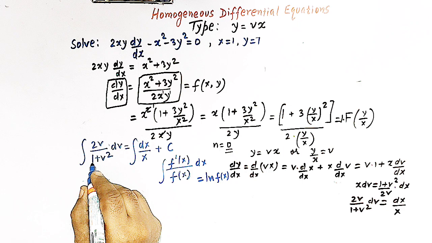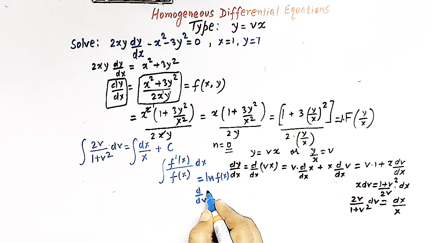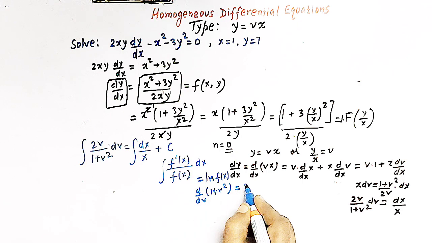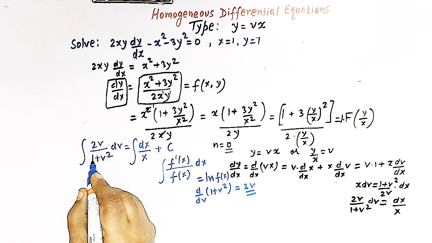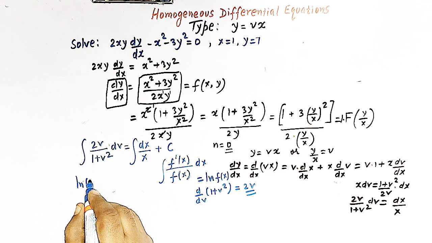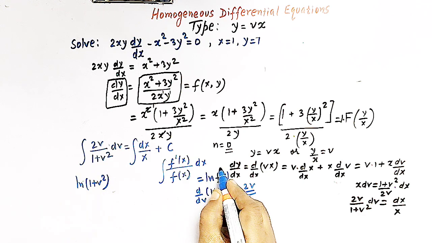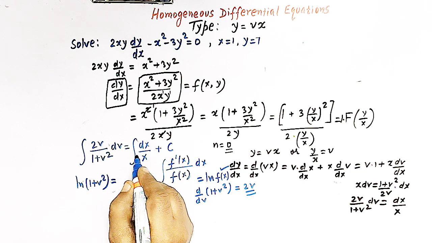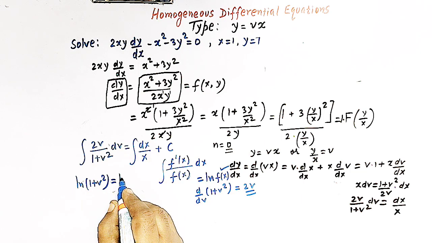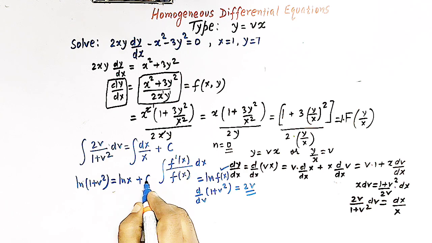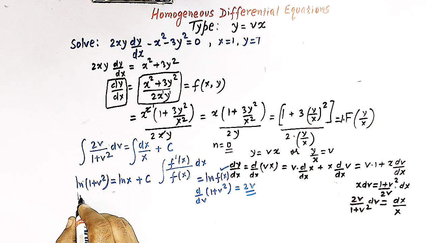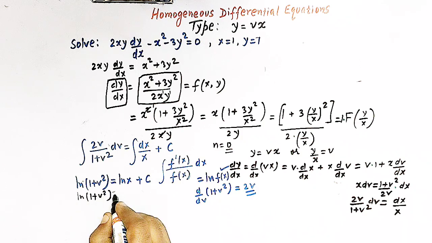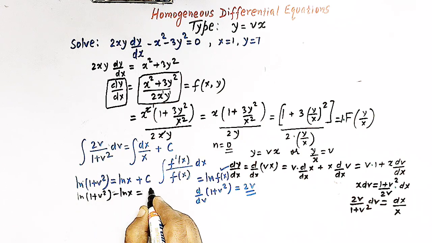And here we can see that the derivative of 1 plus v square is 2v, and it exists in the numerator. So the integral of 2v over 1 plus v square is natural log of 1 plus v square due to this result. And here the integral of 1 over x is simply log of x, and here we have the constant of integration. So now let us take this natural log of x to the left hand side. We have natural log of 1 plus v square minus natural log of x, and here we have c.